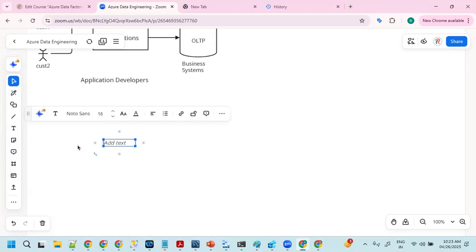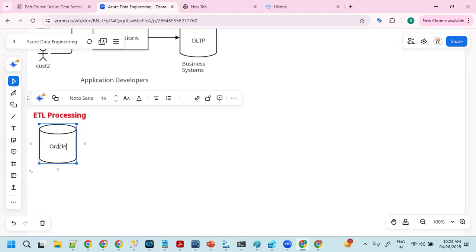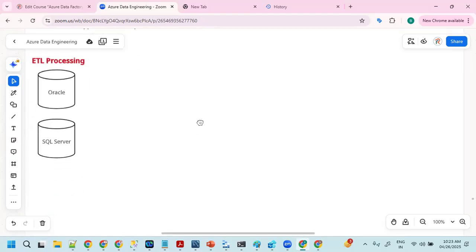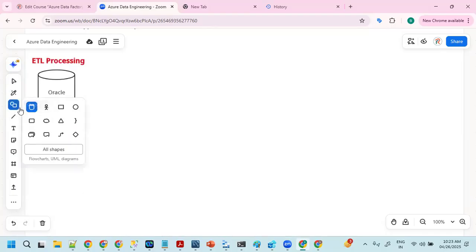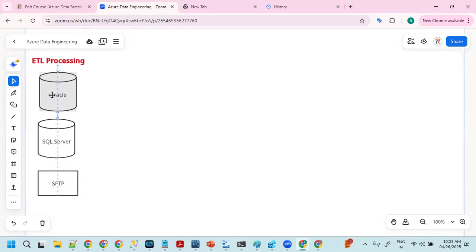If I have data in the business systems, the business system may be Oracle. I'm having data in Oracle, and I'm having data in SQL Server. Just imagine. And I'm having data in the file system also. Just take an SFTP, secure file transfer protocol. So there I'm having files. All these systems I want to treat as my business systems.